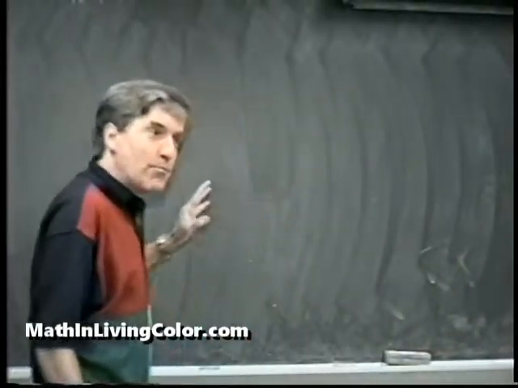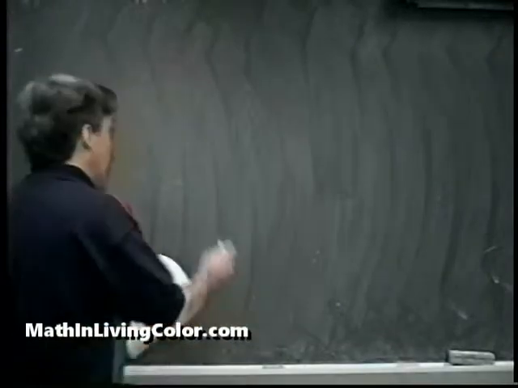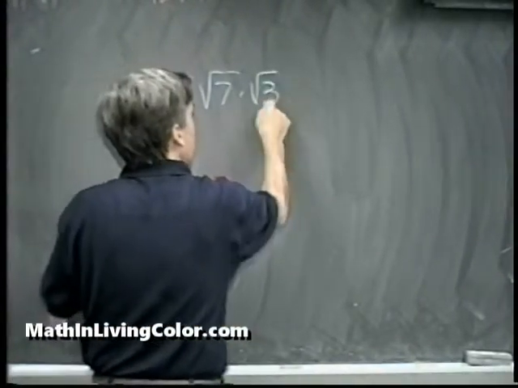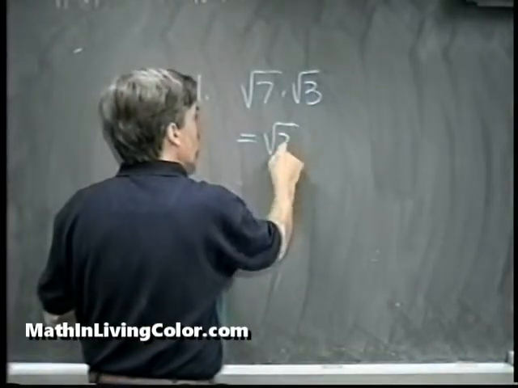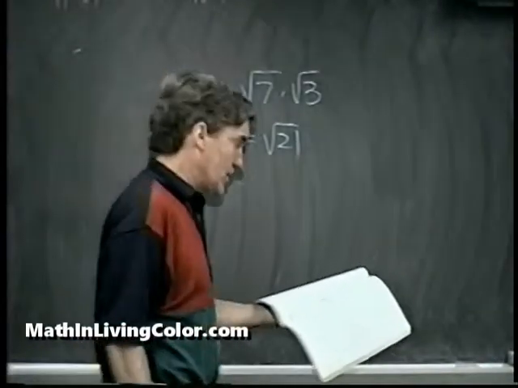If you got panic-stricken at the bottom of page 87, take heart, because number 21 on the next page says the square root of 7 times the square root of 3. And what do you do when you have a product of radicals? Multiply them together to get the square root of 21. Gee, is that tough? Okay. Now, it gets a little more interesting than that.